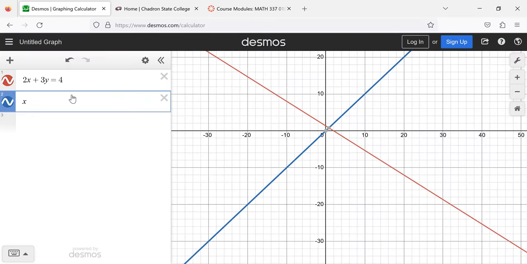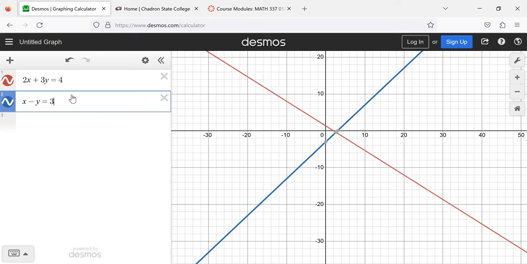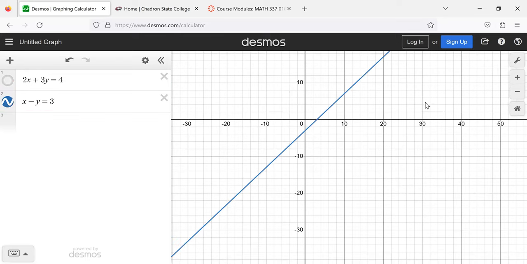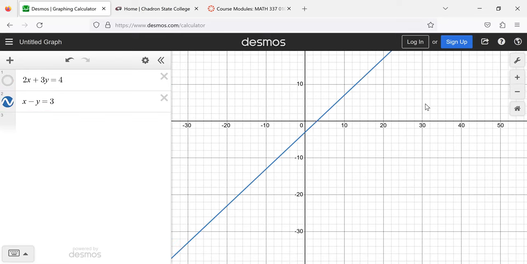Now, x minus y equals 3. Again, there's this relationship between the solutions and the points on the graph. They're basically the same thing: saying that the point (3, 0) is on the graph is the same as saying that x equals 3, y equals 0 is a solution.